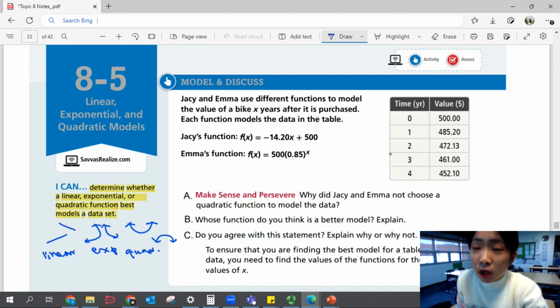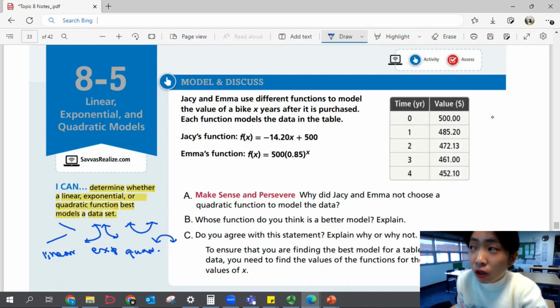Okay, let's look at Model and Discuss. JC and Emma use different functions to model the value of a bike x years after it is purchased. Each function models the data in a table. So, if you look at the table, we see some points: (0, 500), (1, 485.2), (2, 472.13), and so on. JC's function is negative 14.2x plus 500. Okay, it's a linear equation. Emma's function is f(x) = 500 times 0.85 to the power of x, where it's an exponential function.